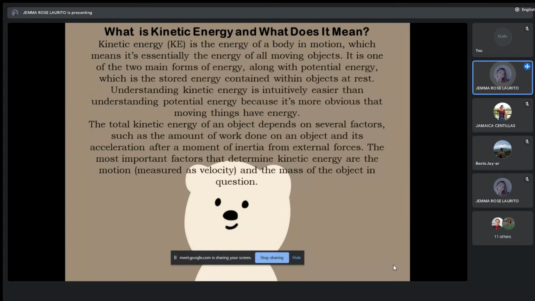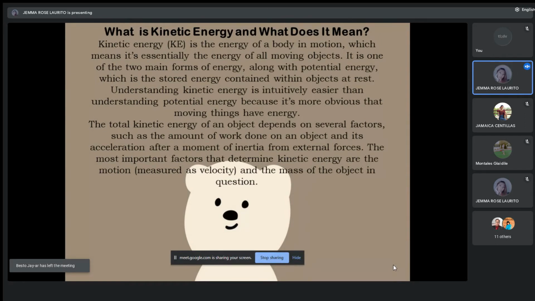The total kinetic energy of an object depends on several factors, such as the amount of work done on an object and its acceleration after a moment of inertia from external forces. The most important factors that determine kinetic energy are the motion, measured as velocity, and the mass of the object in question. So, an object that is moving, we can call it kinetic energy.